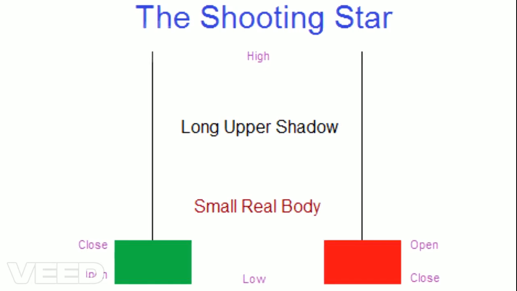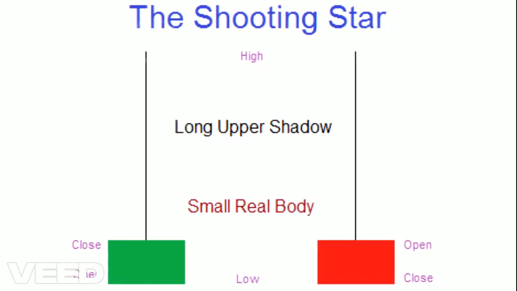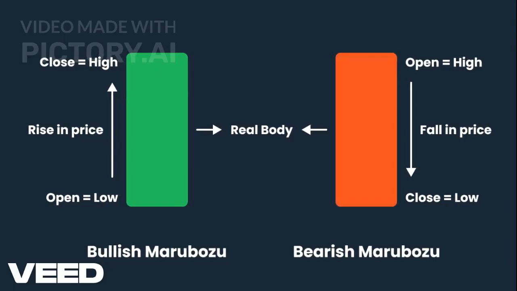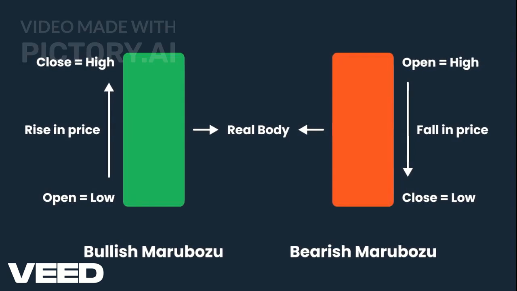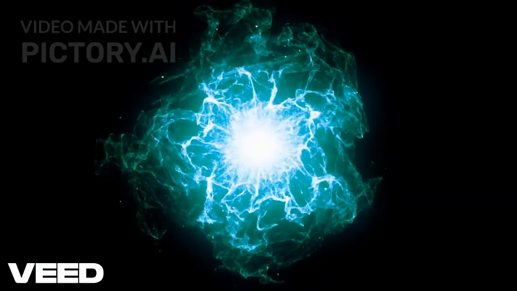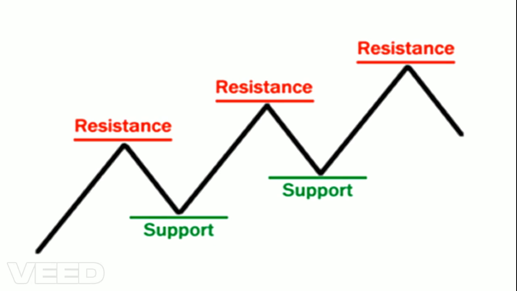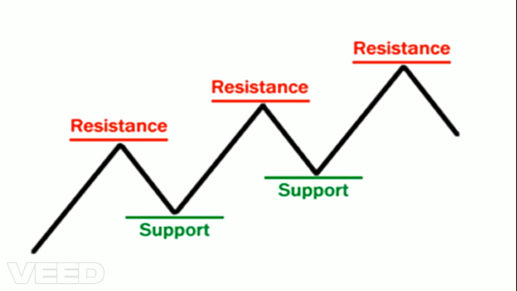Shooting star, bearish reversal. Small body, long upper wick, found at the top of an uptrend. Marubozu, strong momentum. No wicks, just a full body candle. Clear buying or selling pressure. These are simple but powerful. One candle can signal a shift if it's at the right level, like support or resistance.